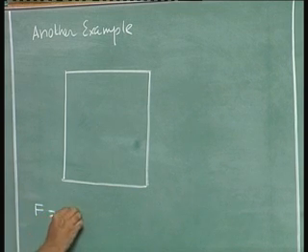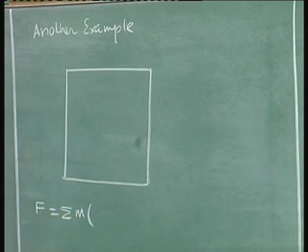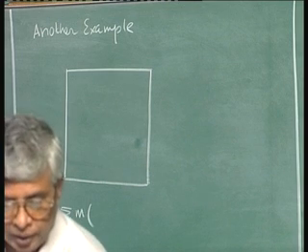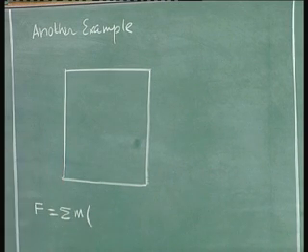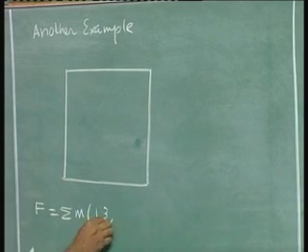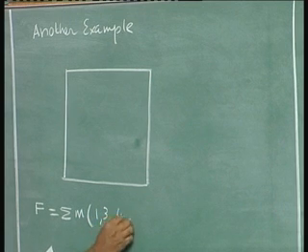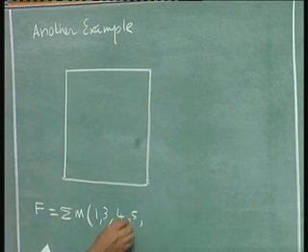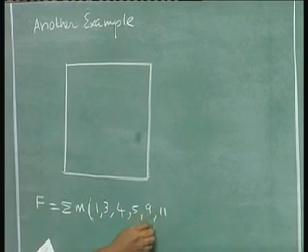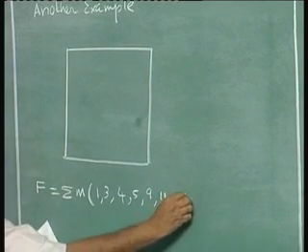Sigma m, the number of min terms which form the sum will be 1, 3, 4, 5, 9, 11, 14, 15.